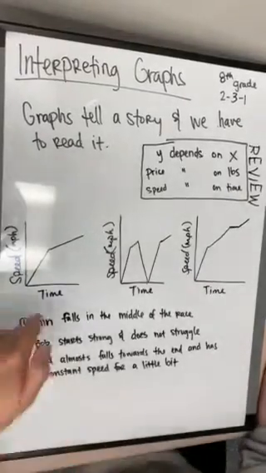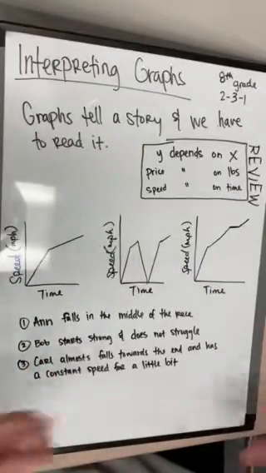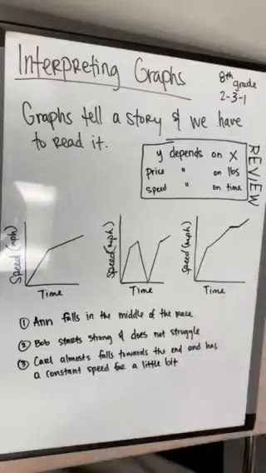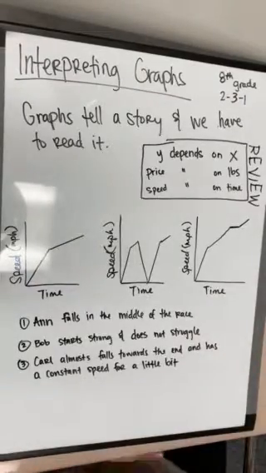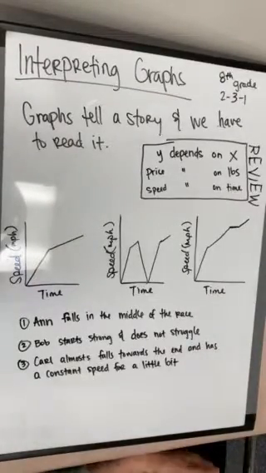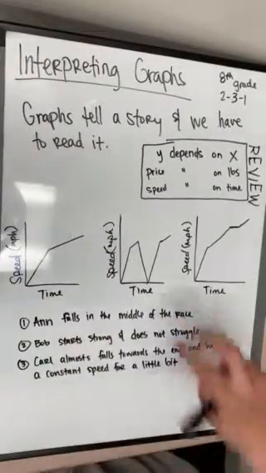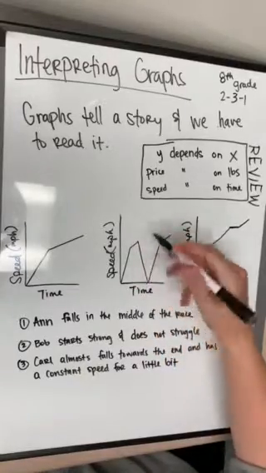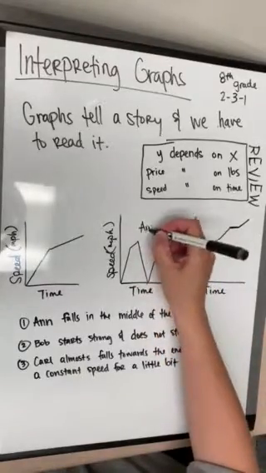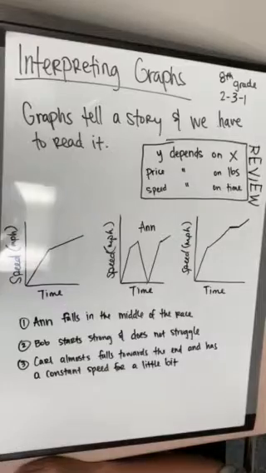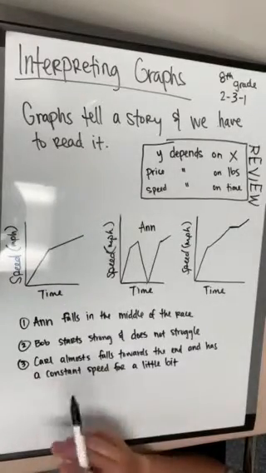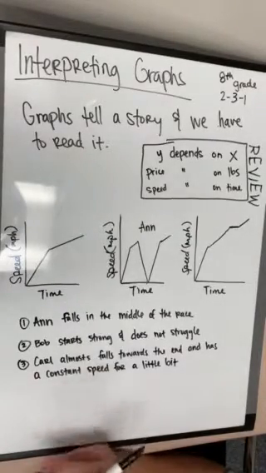So I have 3 different scenarios right here. We just need to pick which story goes with which person. The first one says, Anne falls in the middle of the race. Well, if you fall, you stop. So we see this one that had to come all the way down. Well, that's Anne.